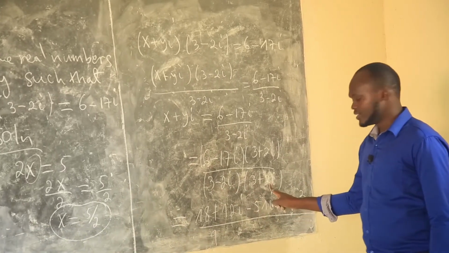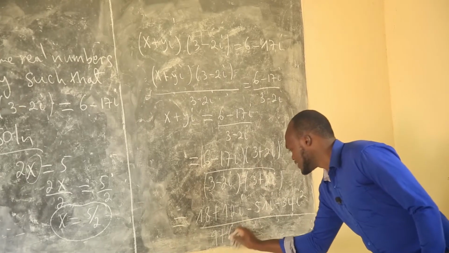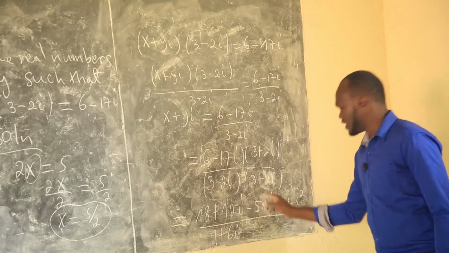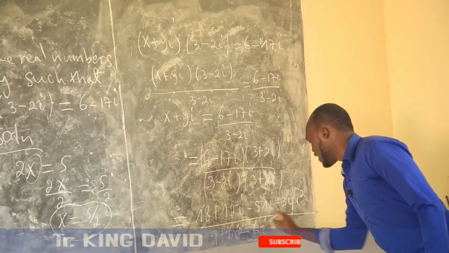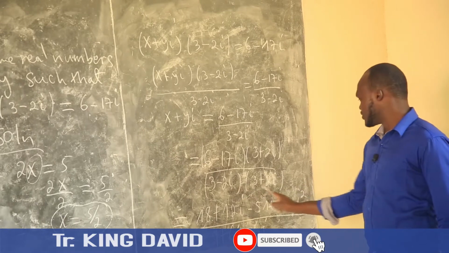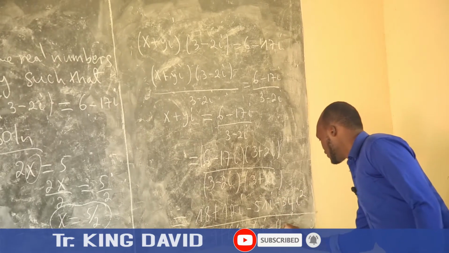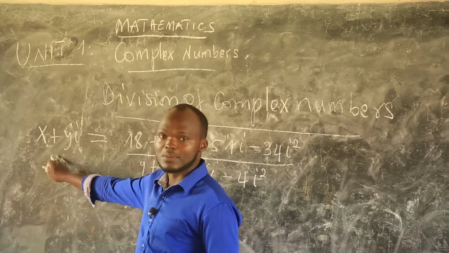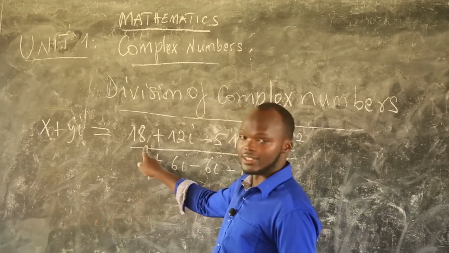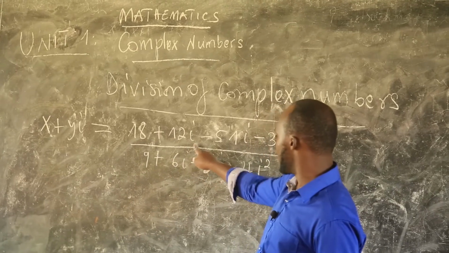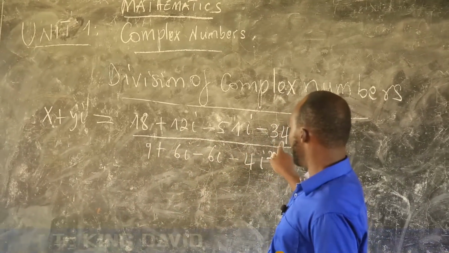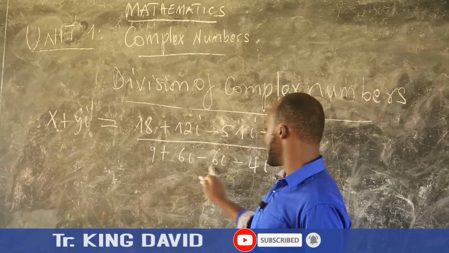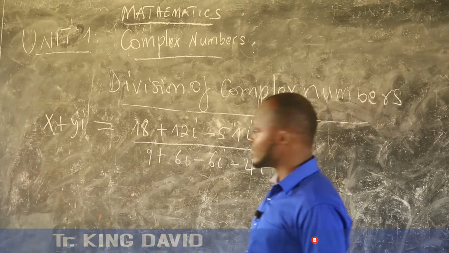3 times 2i, that is 6i. Negative 2i times 3, that is negative 6i. Negative 2i times 2i, that is negative 4i squared. So now here, x plus yi equals 18 plus 12i minus 51i minus 34i squared, divided by 9 plus 6i minus 6i minus 4i squared.